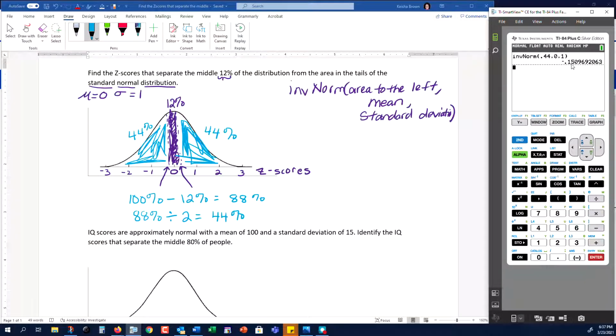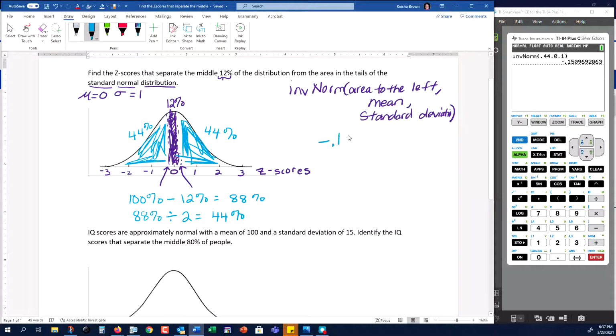The z-score on the left, the negative one, is negative 0.15. Now, we want to know z-scores, so that means we need the value on the other side, and once again, since this distribution is symmetric, it has to be the positive value, 0.15.